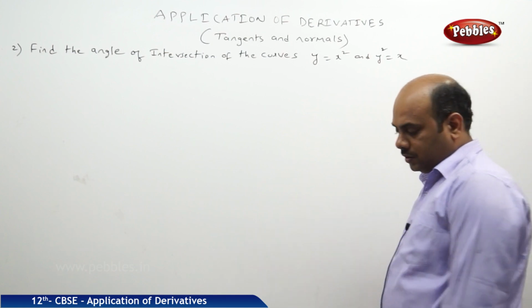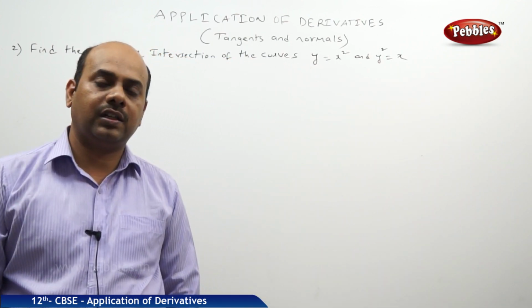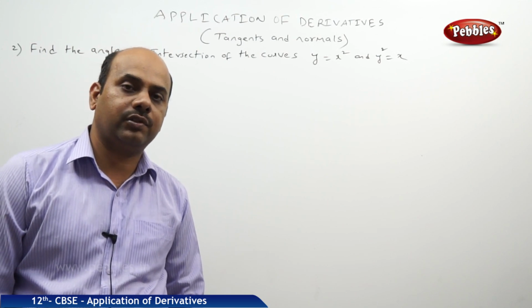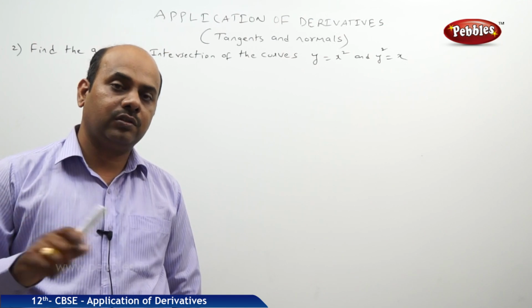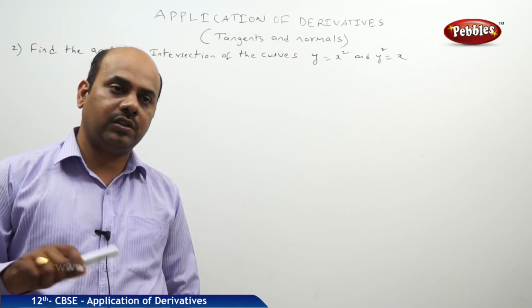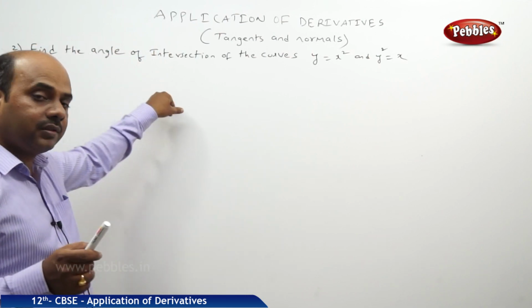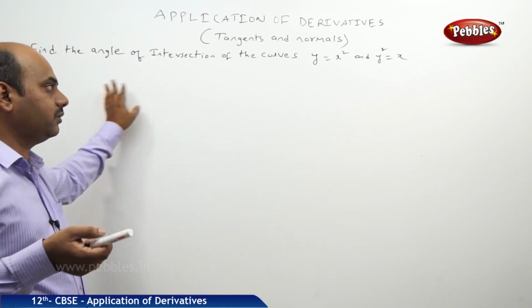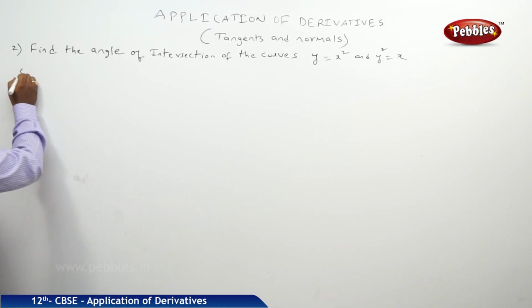Now here in the earlier problem they asked to prove that the angle of intersection of two curves is 90 degrees. That means we needed to show in the earlier problem the two curves cut each other orthogonally, or perpendicularly. But here now he is asking us to find the angle of intersection of the curves. Let us see how we can solve this problem.